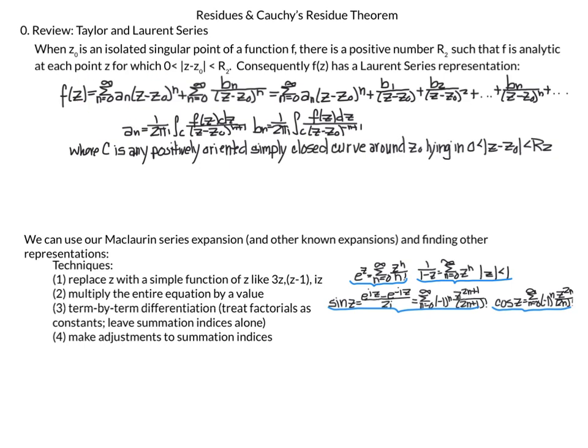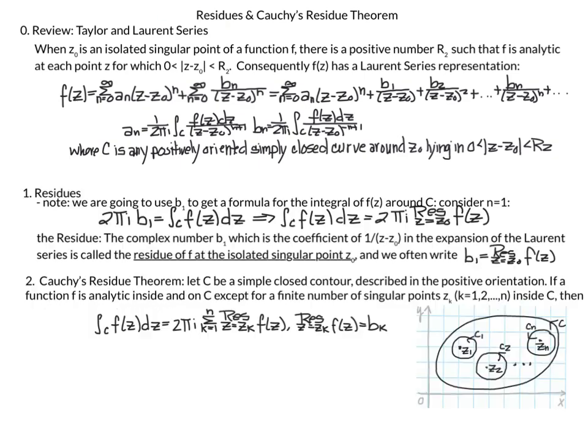And once we had some known Taylor series, some Maclaurin series expansions, we used them to find representations for other functions. And these were the functions we used: e to the z, 1 over 1 minus z, sine z, and cosine z. We would use these basic known functions and replace the z with simple functions, or multiply the entire equation by a value, or do term-by-term differentiation. This is how we went from sine to cosine, or we made adjustments to summation indices. And that way we found new Laurent series.